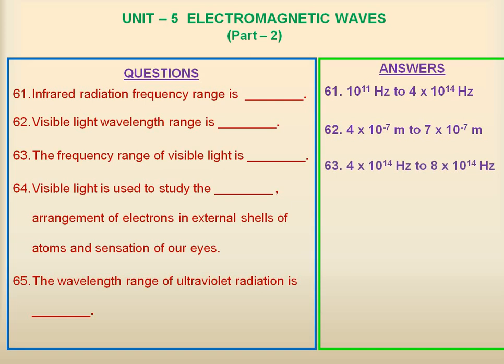The frequency range of visible light is 4 into 10 power 14 Hz to 8 into 10 power 14 Hz. Question number 64. Visible light is used to study the structure of molecules, arrangement of electrons in external cells of atoms, and sensation of our eyes. Question number 65. The wavelength range of ultraviolet radiation is 3 into 10 power minus 9 meter to 4 into 10 power minus 7 meter.